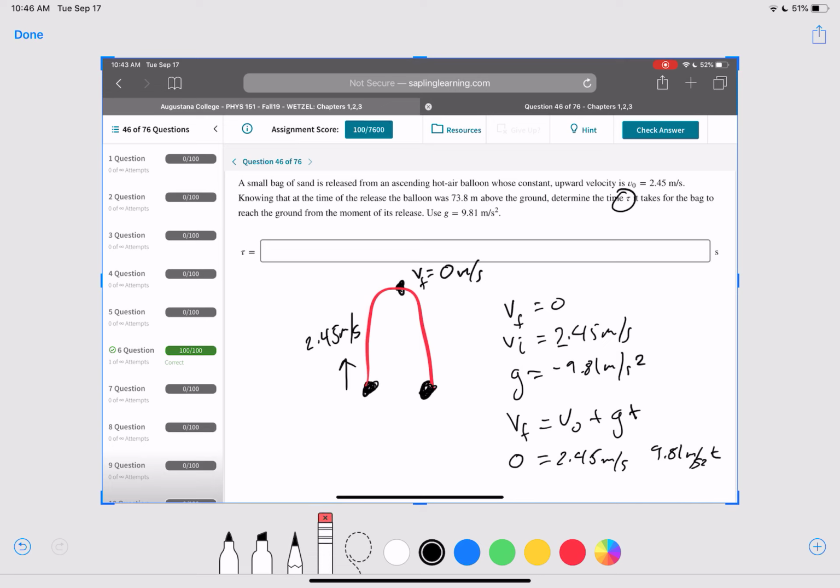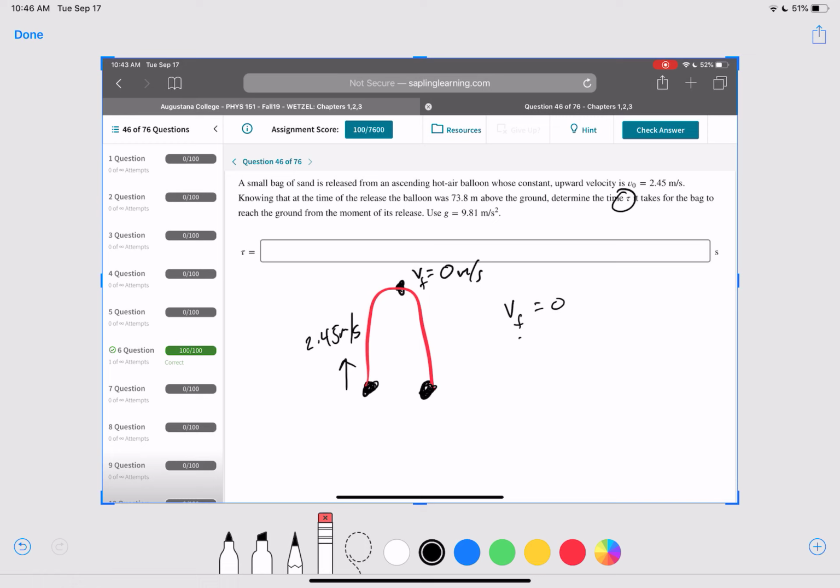Okay, this is minus because 9.81 is negative, and then when you bring the 2.45 over to this side, it becomes negative, so you end up with two positive numbers, and you can solve for the time there, and that will be the time to do that first part. So we now have the time it's going to take the bag of sand to go up and down. Okay, so that would be t1. We just figured that out.